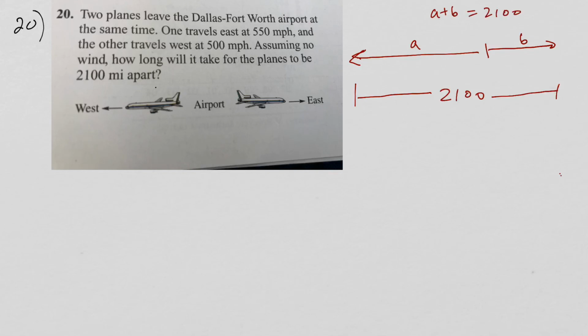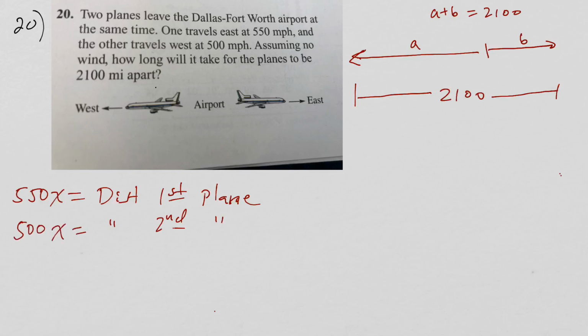Okay, so let's make a heading here. One travels east at 550 and the other travels west, and they're going to be going for x hours. So the distance the first plane goes is its speed times the number of hours. The distance the second plane goes is its speed times the number of hours.